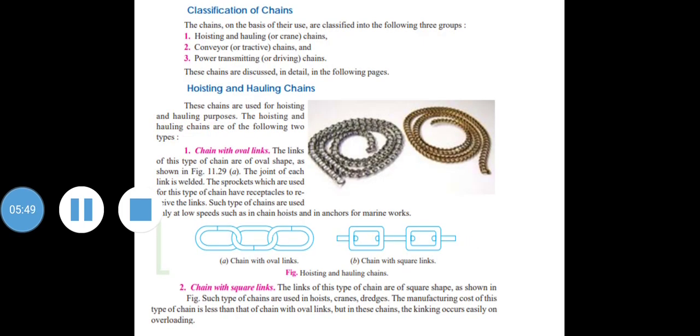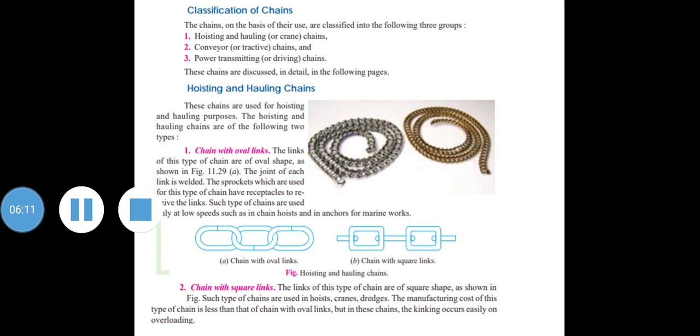So let's see the classification of the chain. The first is hoisting and hauling chain. The second classification is conveyor chain, and the third one is power transmitting chain. So let's see the first classification, that is hoisting and hauling chain.